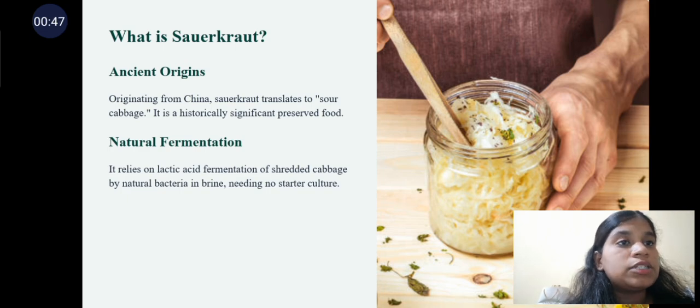It is made by shredding fresh cabbage and allowing it to ferment naturally in the presence of salt. The naturally occurring lactic acid bacteria convert the sugar in cabbage into lactic acid. This preserves the cabbage and gives it its characteristic sour taste. No starter culture is required because the bacteria are already present on the cabbage leaves.